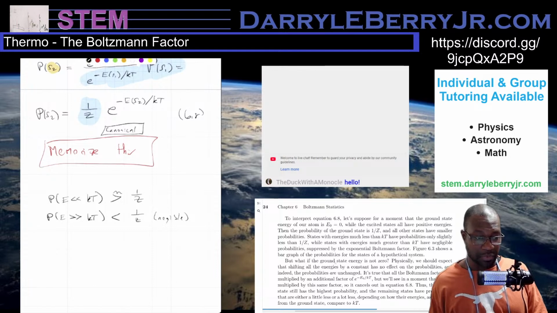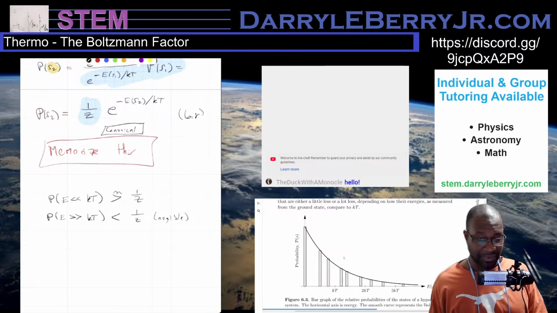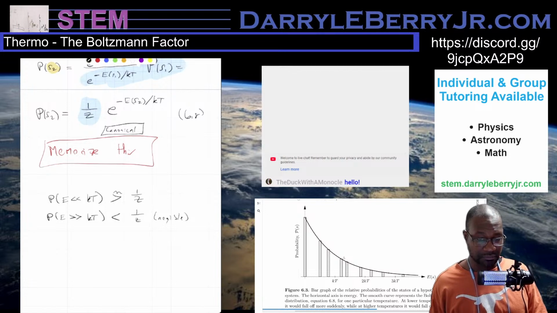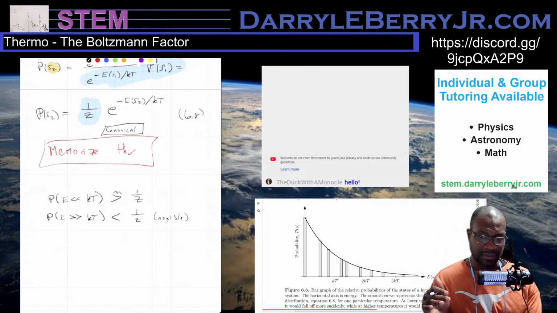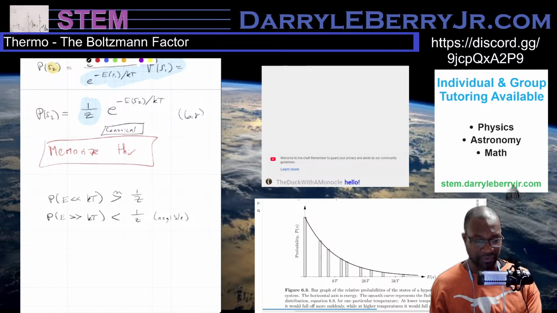Figure 6.3 shows a bar graph of probabilities for the states of a hypothetical system. Okay, so I had it in reverse earlier. The higher the energy, the lower the probability. The smaller negative number is a lot more energy. So they are more probable because they have a greater multiplicity. So that makes sense.